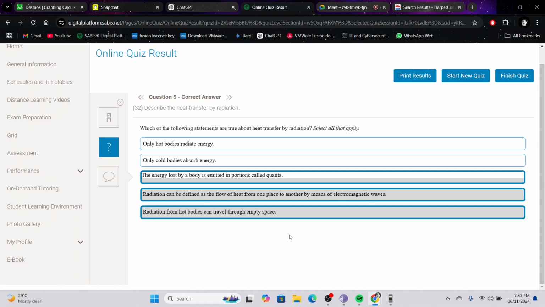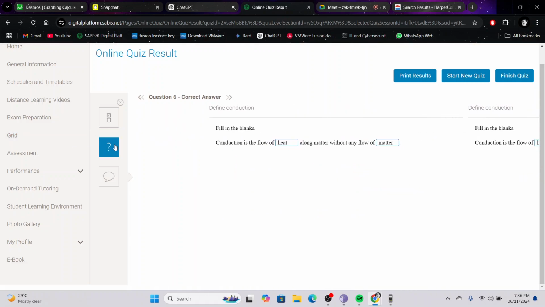Radiation can be defined as the flow of heat from one place to another by means of electromagnetic waves. I don't really need to explain. And radiation from hot bodies can travel through empty space. Think of the energy from the sun to us. It travels by radiation, obviously traveling through empty space, which is a vacuum.